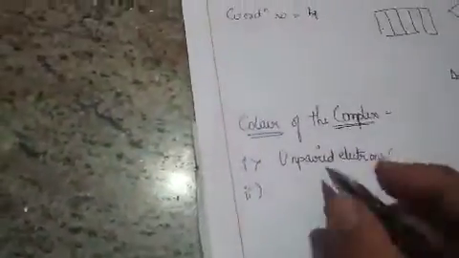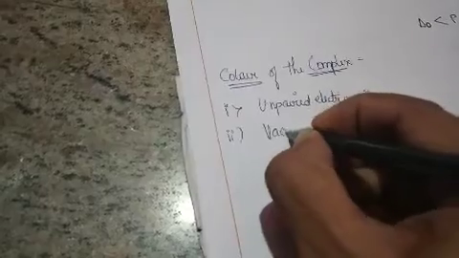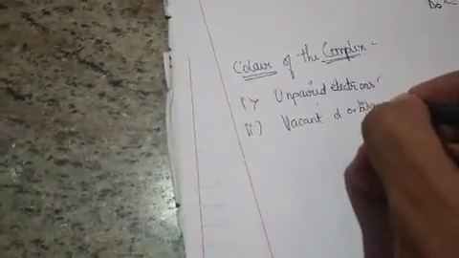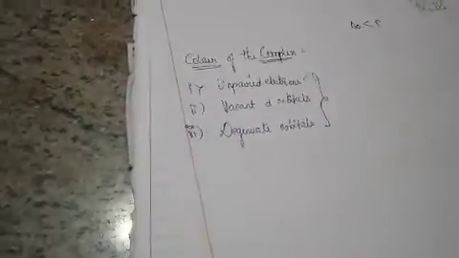The second one is the presence of vacant d orbitals. And the third most important thing is the presence of degenerate orbitals, that is, orbitals having the same energy. These are the main three reasons which are promoting the color of the complex.